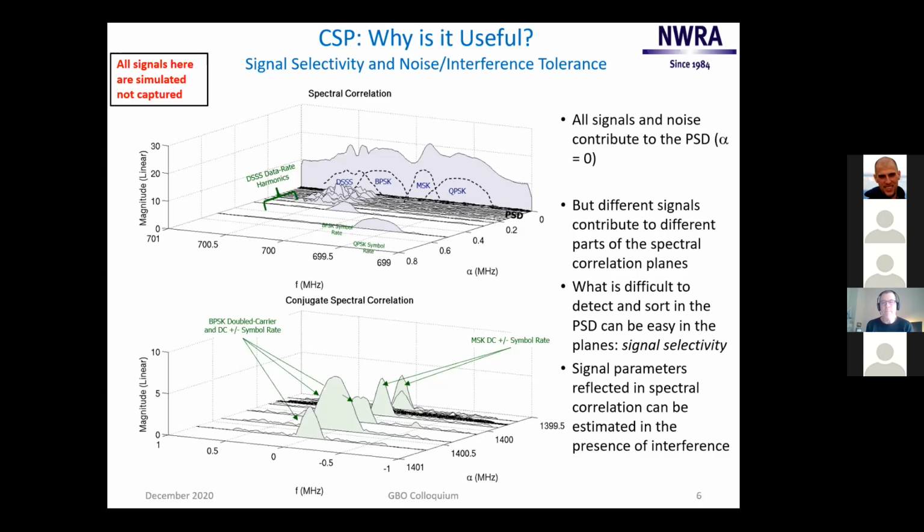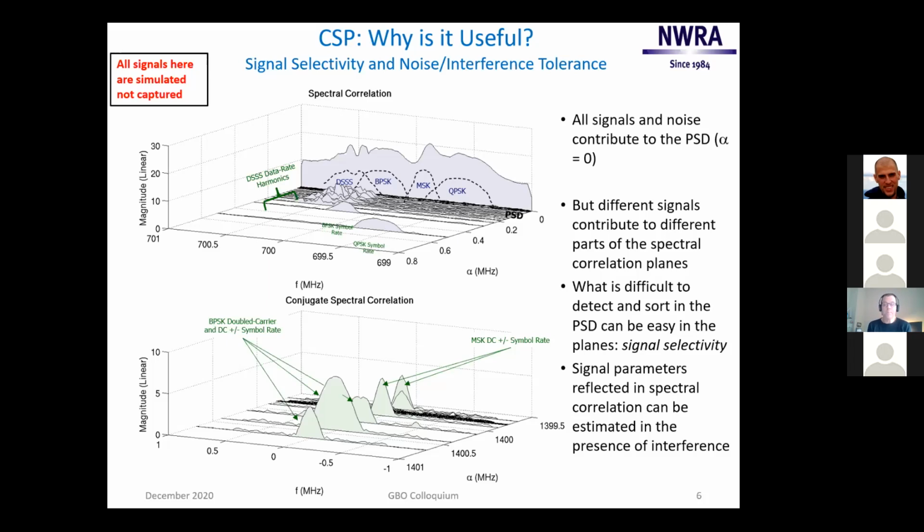So they're mixed up in the spectrum. But if we look at the rest of the surface, all the different cycle frequencies in both of the planes, the features for those different signals appear in different places in F and alpha. And so they become, in a way, unmixed. And we can start to identify each signal type, and we can also obtain high resolution estimates of parameters of interest, like symbol rates, chip rates, carrier frequency offset, things like that.